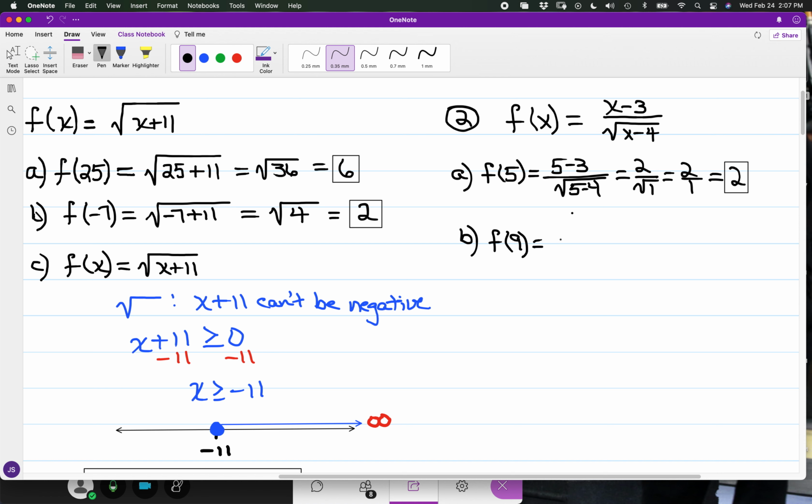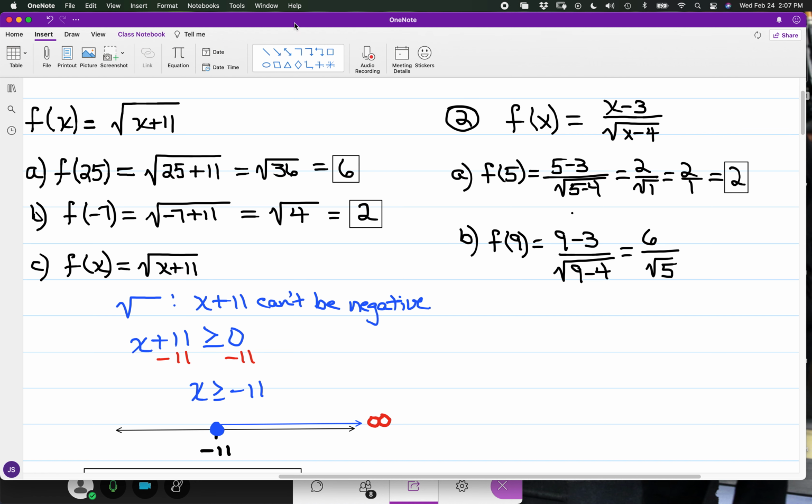For f of 9, for x minus 3, this would become 9 minus 3, all over the square root of 9 minus 4. So we have 9 minus 3 is 6, and the square root of 9 minus 4 will be the square root of 5. One version of the answer you can have is 6 over the square root of 5.